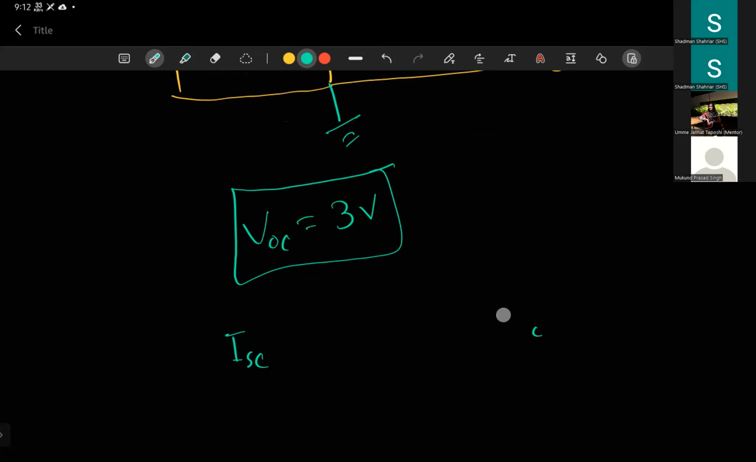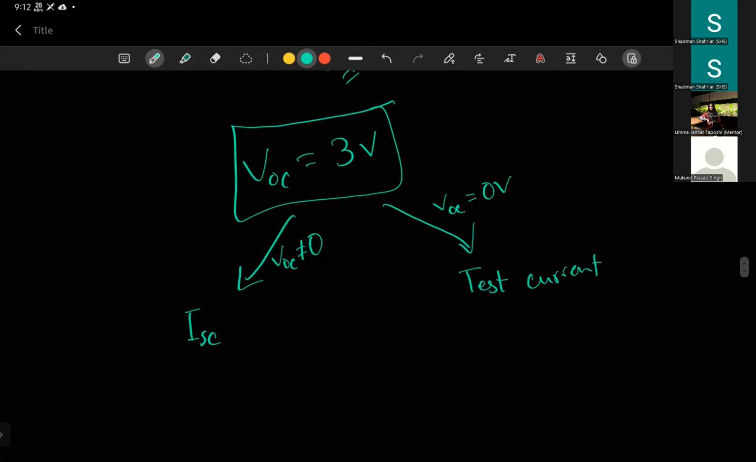And if we had VOC equal to 0, you need a test current source or a test voltage source. Whatever. I have taught you using a test current source, and that's enough.